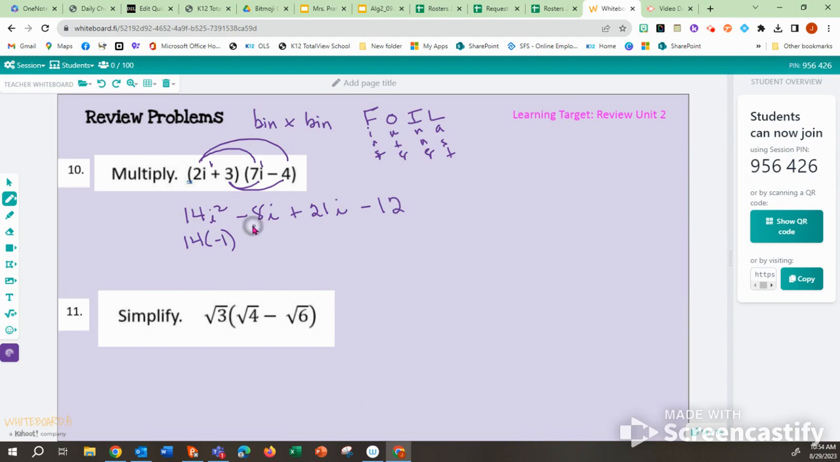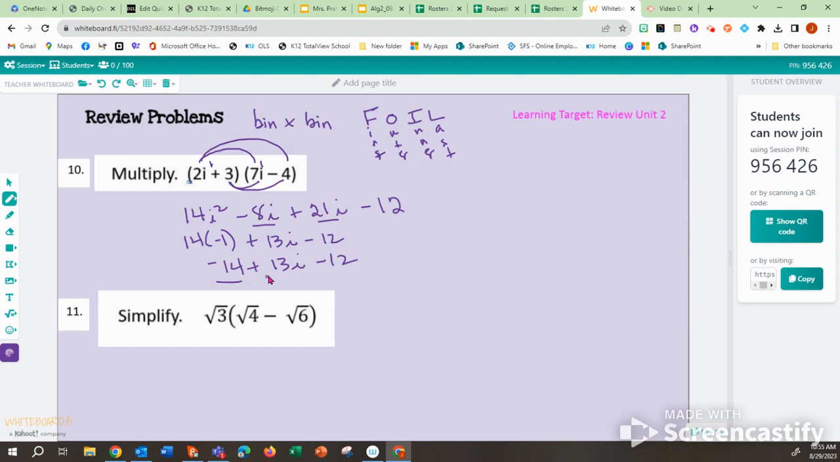2 i's are like terms, just like 2 x's are like terms. So we can combine the negative 8i and the positive 21i to get positive 13i. And then minus 12 is just minus 12. 14 times negative 1 is going to give me negative 14. Bring down the plus 13i. Bring down the minus 12.